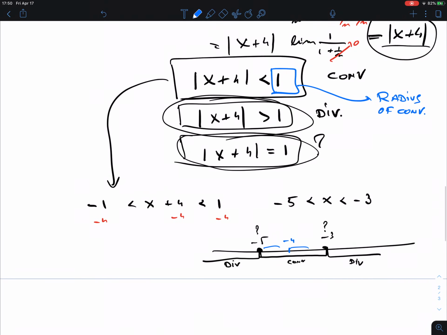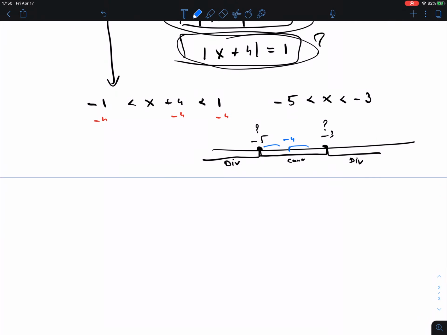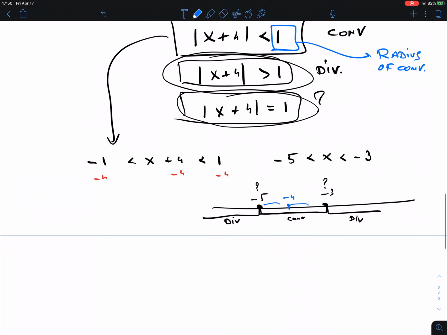Now radius, like the radius of a plane, for instance, means how far it can fly. So this is exactly what it means. How far can you go away from the center and still be convergent? Well, the radius is 1, so you can go 1 to the left or 1 to the right. And that's exactly where -5 and -3 come from. Okay, so that's another way of thinking about this inequality. They're both the same, but some people are more graphical and others like to solve things algebraically.